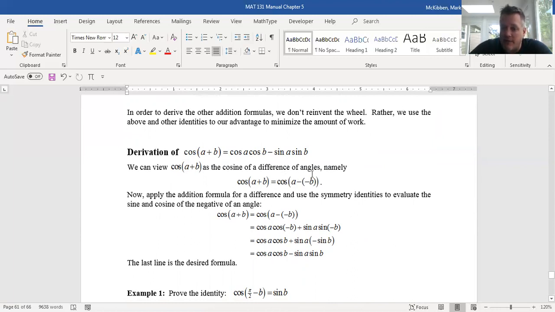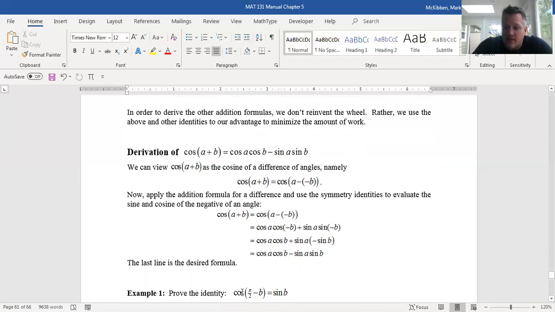I have a formula that enables me to compute the cosine of a difference, that was derived above, right? So I'm going to view cosine of A plus B as cosine of A minus a negative B. I'm going to apply that difference formula here, with A as A and the input as negative B. And then I'm going to apply the even and odd identities, right? We know how those behave. Cosine of negative B is just cosine of B. Sine of negative B is negative 1 times sine of B. And so I can rewrite this last term as negative sine of A sine of B. All right, so we have that formula.